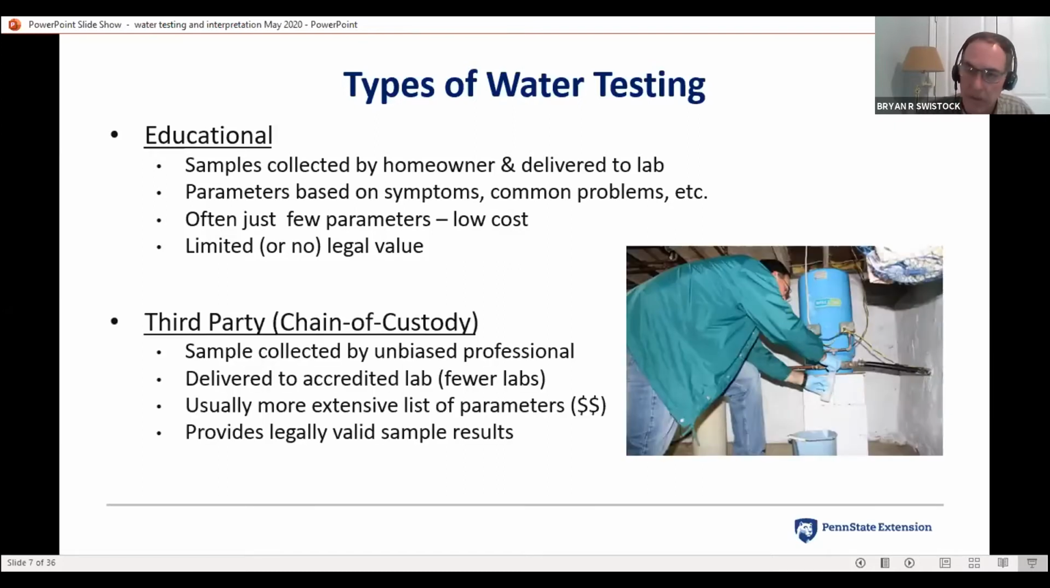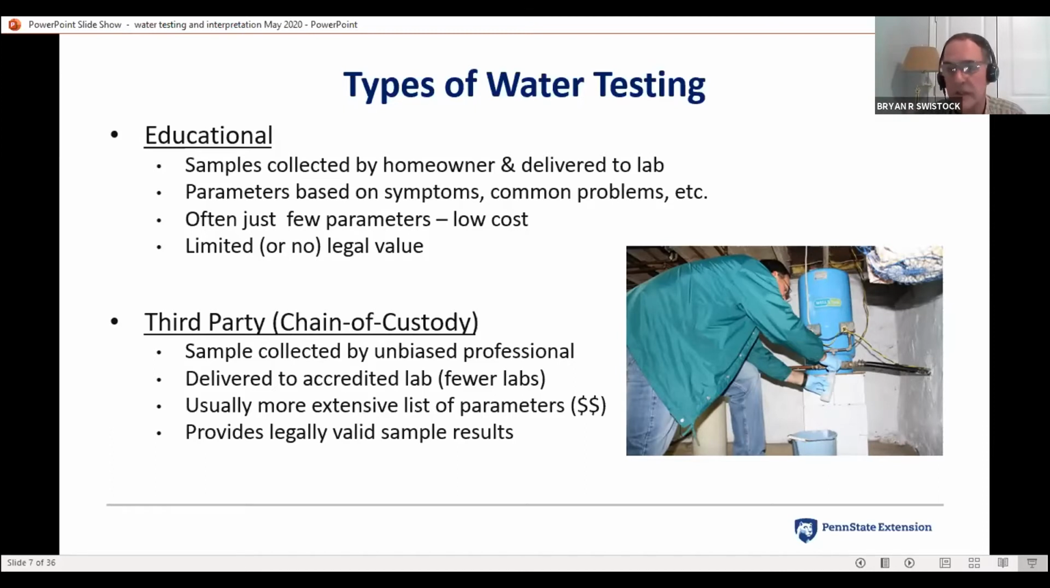Then we get into what's called third-party or chain of custody testing, and this is what really applies to pre-drill samples for gas drilling or post-drill samples, or any kind of case where you're trying to legally document the water quality. The important component here is that the sample is collected by an unbiased professional. That's often an employee of an accredited lab, or an environmental consultant working with the lab, who comes out to the home and collects the sample in a professional manner. They're unbiased so that we can trust the results, and the homeowner never touches the sample.